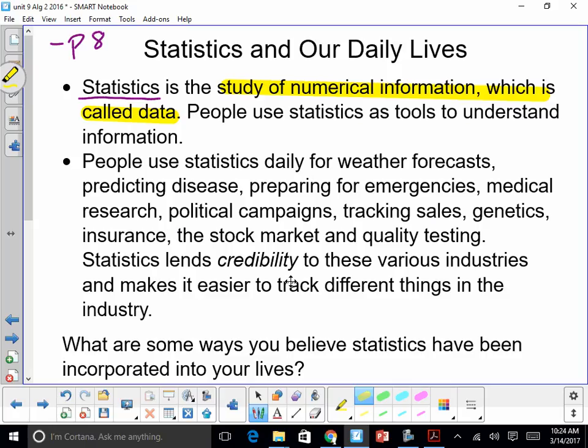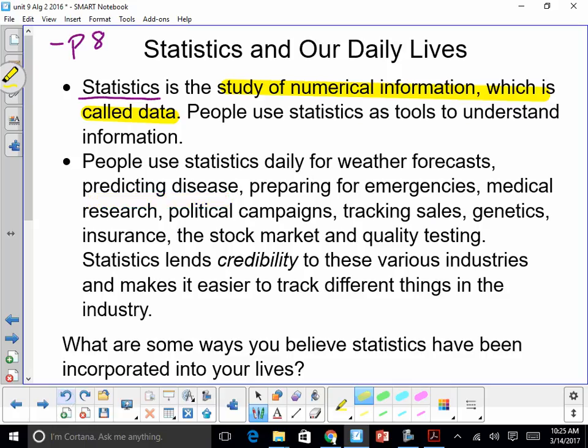Let's see what we got here. Weather forecast, predicting disease, underline this one. That one is important, as they gather data and information. Yeah, I guess I should have just done it on it as opposed to below. Can I erase? Will it go back? Or will you undo?